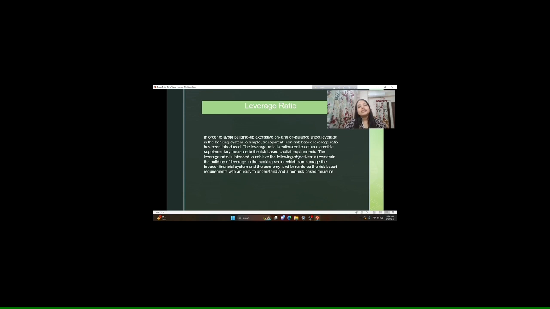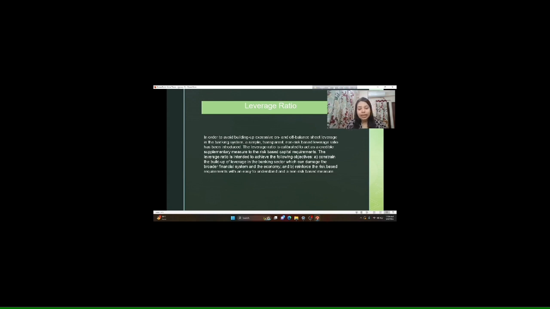The leverage ratio is intended to achieve the following objectives. Here we can see that there are two objectives. The first one is to constrain the build-up of leverage in the banking sector, which can damage the broader financial system and the economy. And the second one is to reinforce the risk-based requirements with an easy to understand and non-risk-based measure.